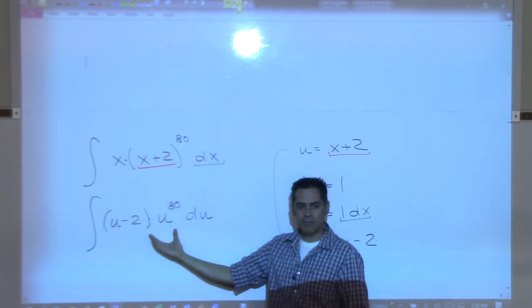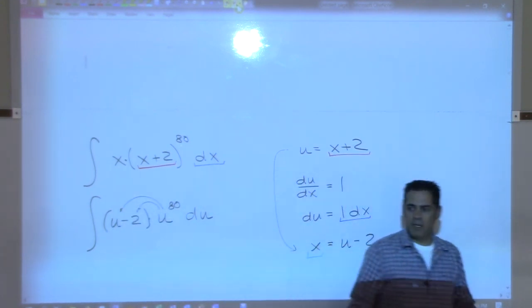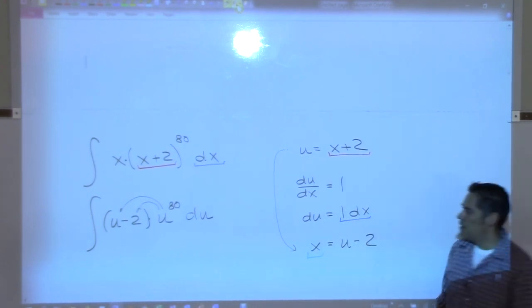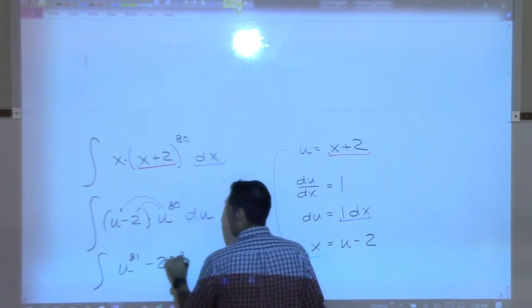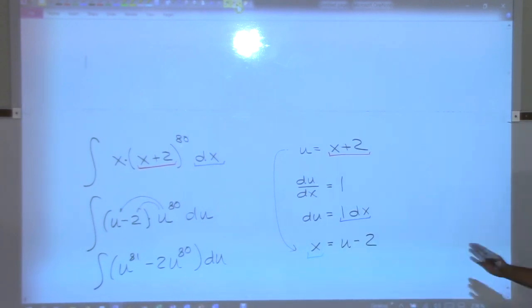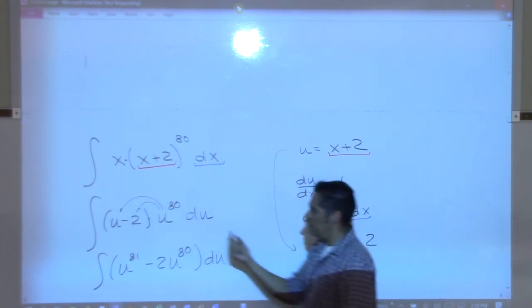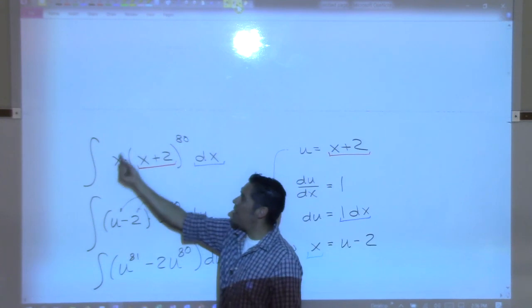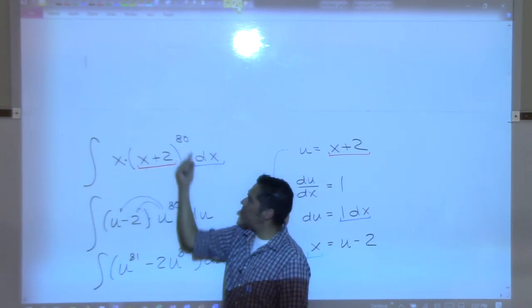What about this though? Can't you just multiply that through? Just algebraically, that goes through, doesn't it? So if you algebraically multiply that through, you get u to the 81 minus 2u to the 80th du. And then you could do those separately, one by one. You see how making this substitution makes this step of the algebra possible, where here you cannot distribute this x through? Order of operations, you have to expand before that x goes through.